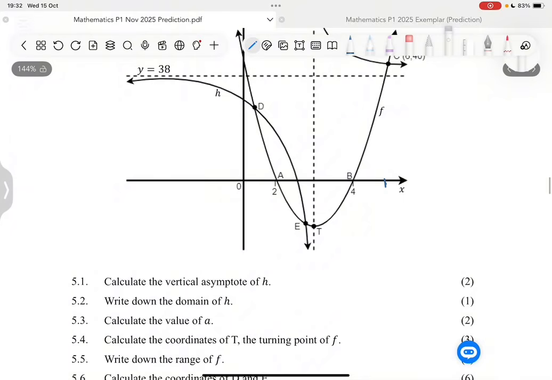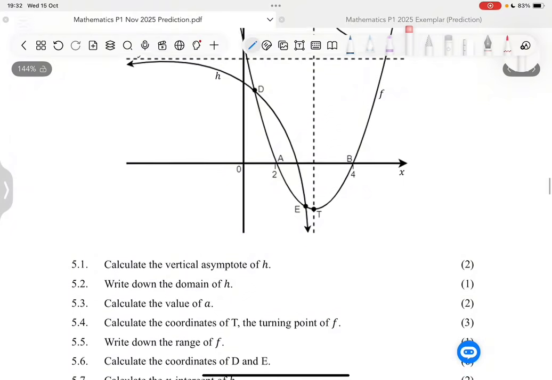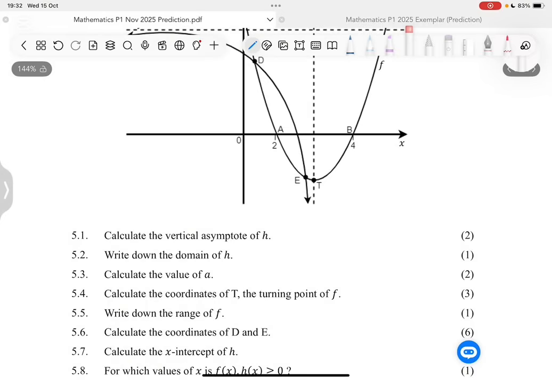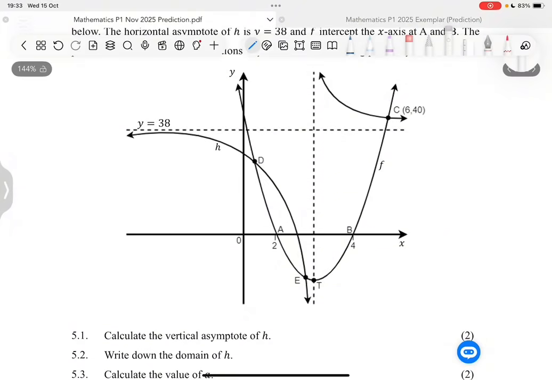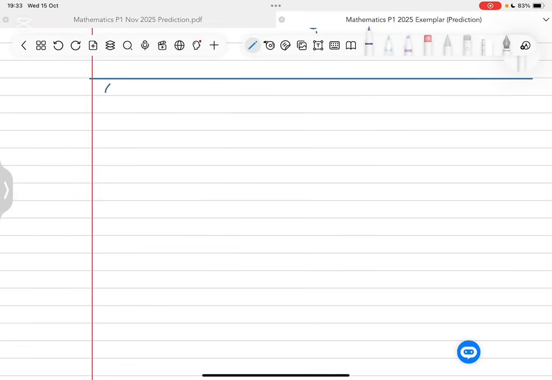Now, when we look at question 5.1, they say to us here, calculate the vertical asymptote of h. So we want to calculate this asymptote here, the vertical asymptote of the function h. Now, I have said that this vertical asymptote is actually the axis of symmetry of the function f. So that means now I can calculate this as if I'm calculating the axis of symmetry of f, and I'll get the same number.